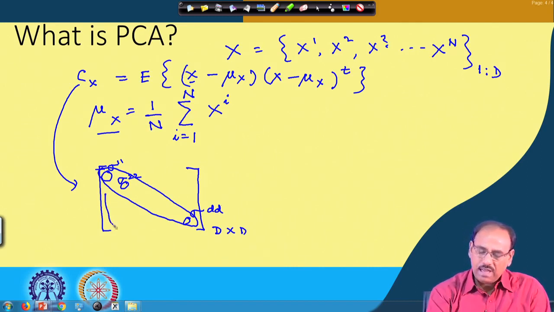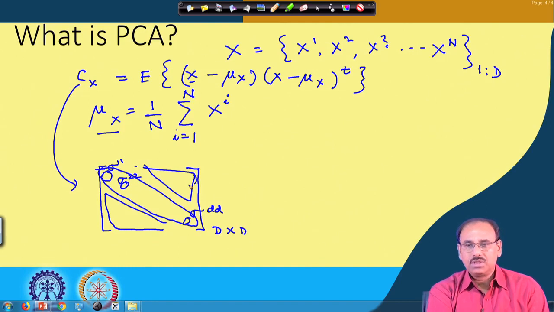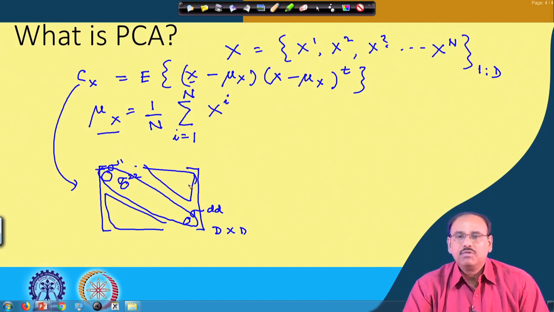And all the off diagonal elements in this matrix will give you the covariance of different components. So, sigma 1 2 is the covariance between the first component and the second component. Sigma 4 5 is the covariance between the fourth component and fifth component, and so on. So, this is what is your covariance matrix. Once I have this covariance matrix, then from the covariance matrix I can compute the eigenvalues and the eigenvectors.